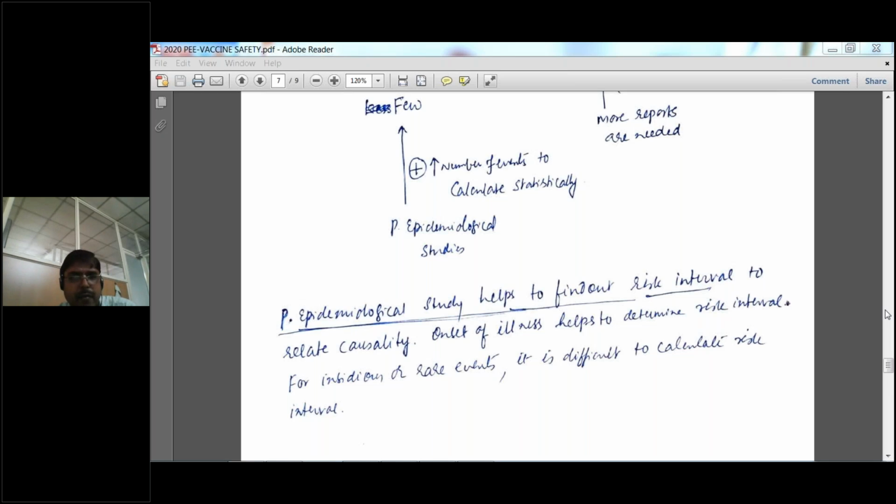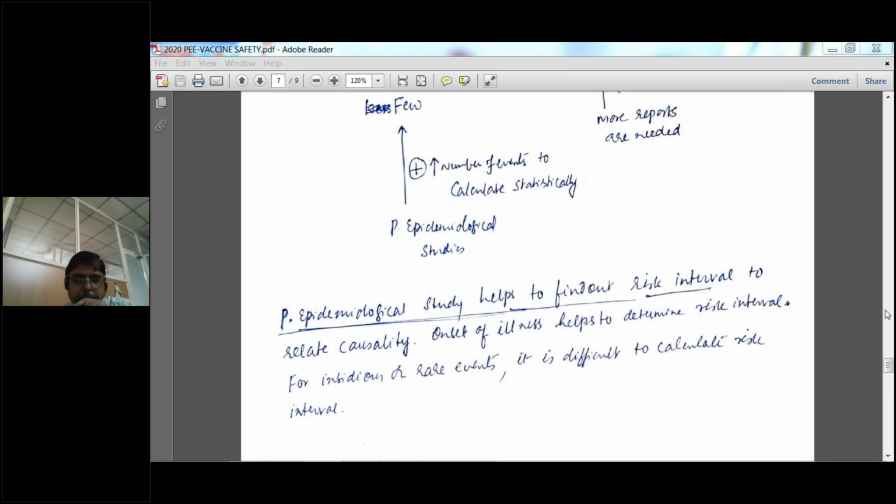I have told you that when the vaccine is administered, the risk interval can be calculated. That is, the risk interval is the time at which the vaccine is given and the result is produced. So the time in between is called the risk interval. When we can do this, what is the problem? Why can we not assess the causality when we give the vaccine? I don't know, sir.